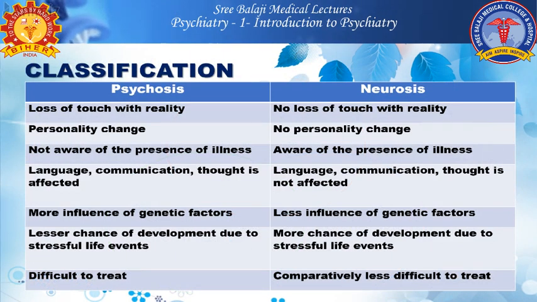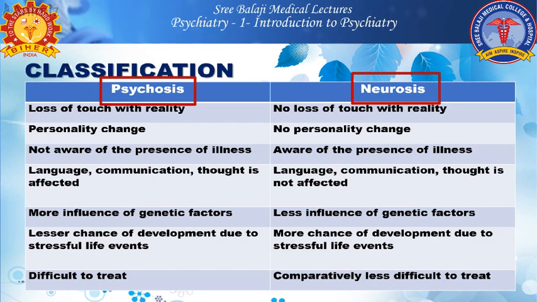Let's move on to the classification of psychiatric disorders. It is loosely divided as psychosis and neurosis. In psychosis, the person loses touch with reality. That is, he lives in his own fantasy or an imaginary world. Whereas in neurosis, there's no loss of touch with reality.